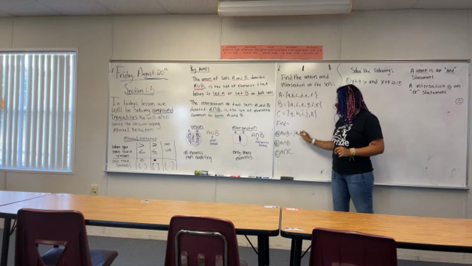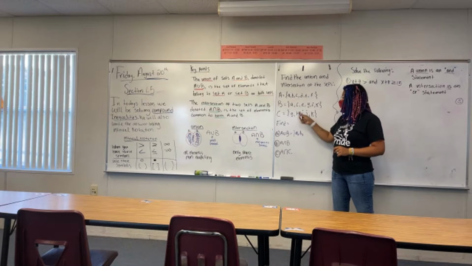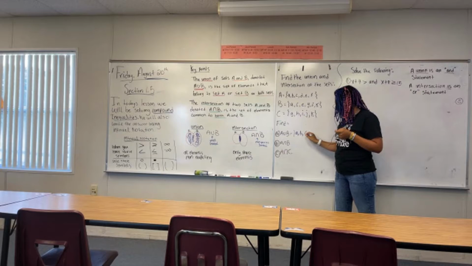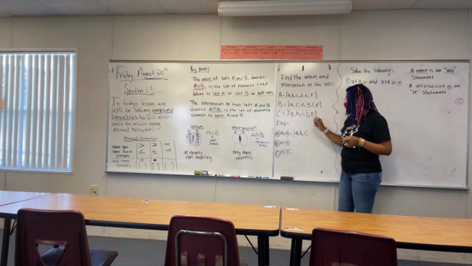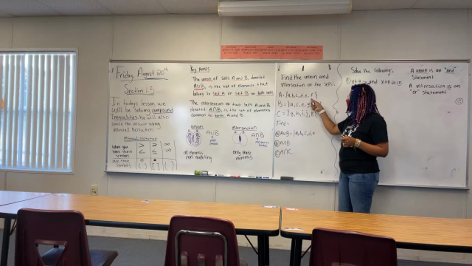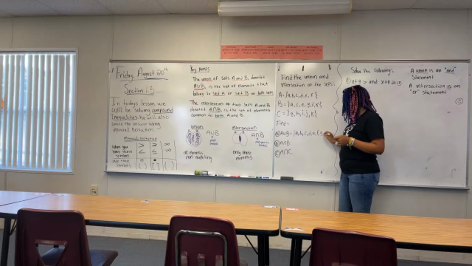I need B, because they want all the elements, right? I have two C's. Do I write it twice or one time? Then I need D. I'm going to write E, right? Only once. I need F, G, I, and K.